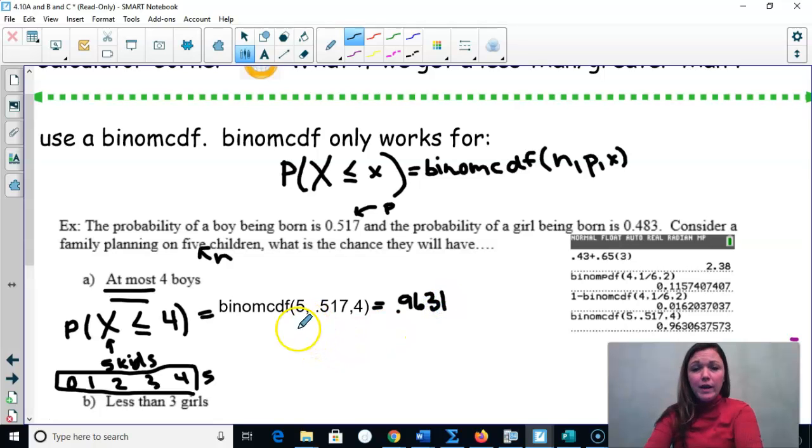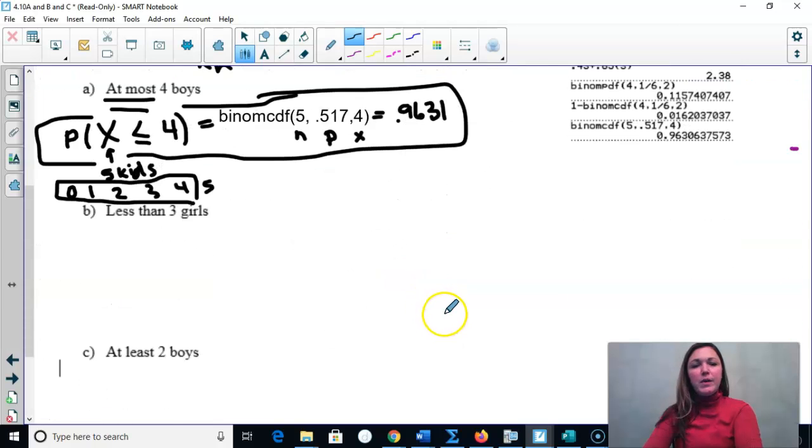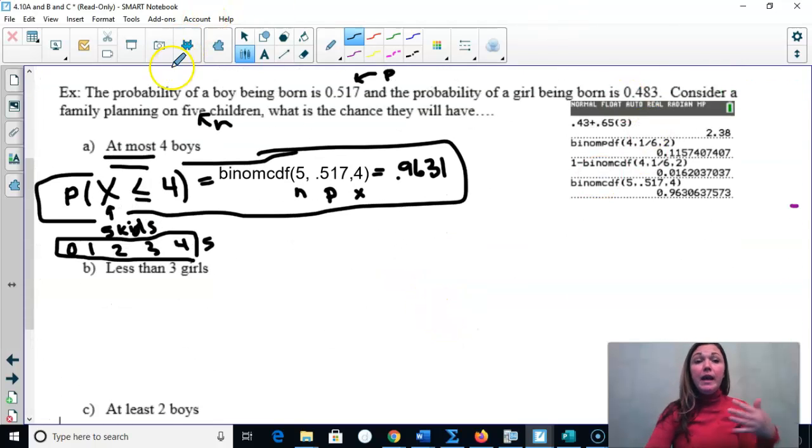In order to get credit on the test, you have to show me N, P, and X, as well as show me the statement and the final answer with 4 decimal places. Okay, let's go on to the next one. B, if we're going to have 5 children, what is the chance that we'll get less than 3 girls? Write it out if you need help.